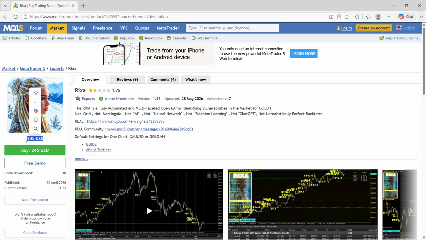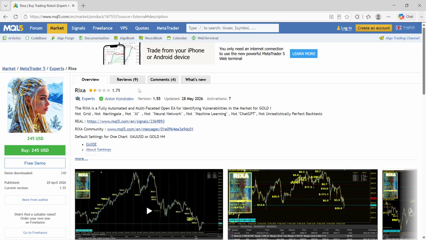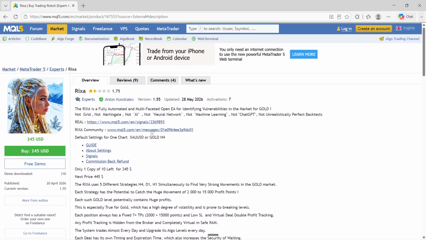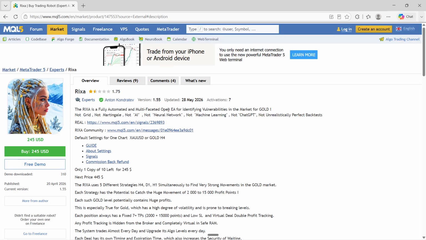As you can see, the EA goes for $245 and from the MQL5 page, if we expand this, you can see that Rixa is described as a fully automated, multifaceted, open expert advisor designed for gold. The developer explicitly states it is not grid, not martingale, not AI, not neural network, and not machine learning.